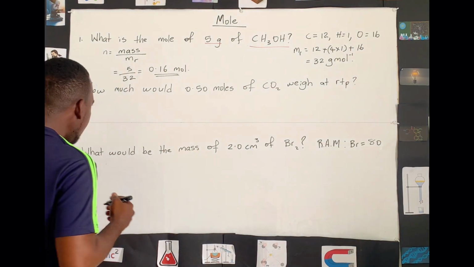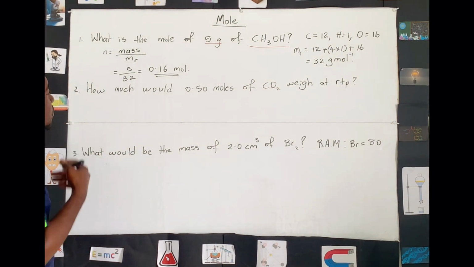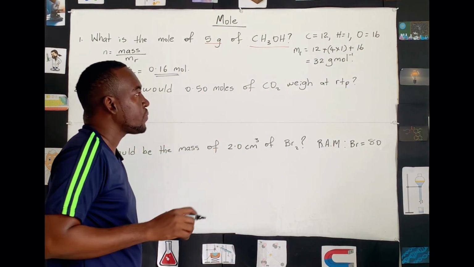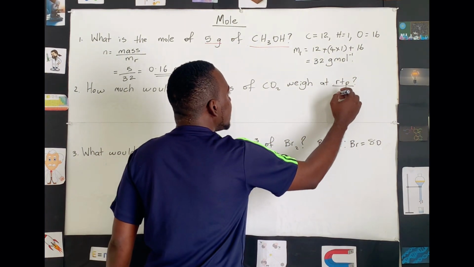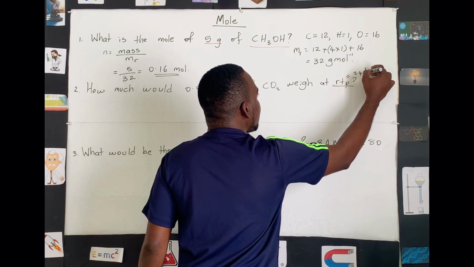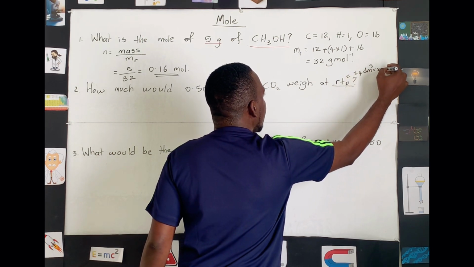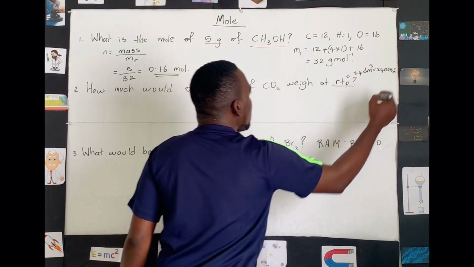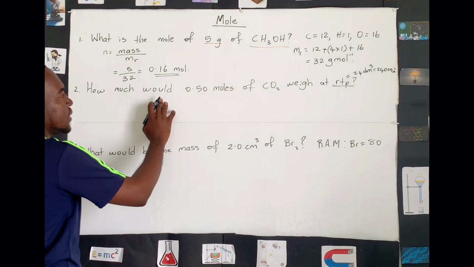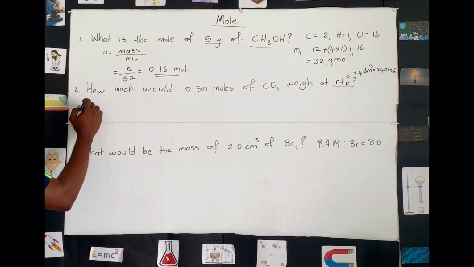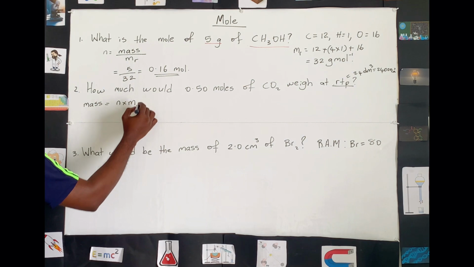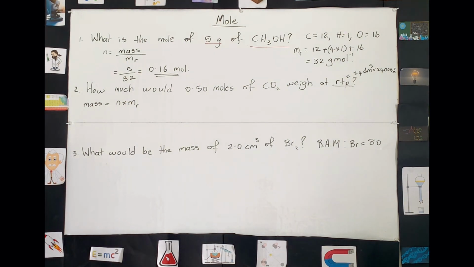All right. Now let's look at question 2. How much would 0.50 moles of carbon dioxide weigh at RTP? The important part here is RTP, and the RTP value is that 1 mole gives us 24 dm3 or 24,000 cm3. Now we're given the mole and we need to know how much it weighs. That means we need to find the mass, which is equal to the mole times the molar mass. Right?